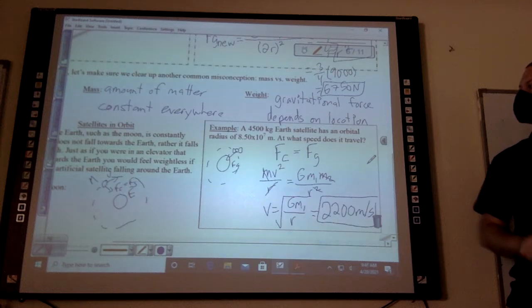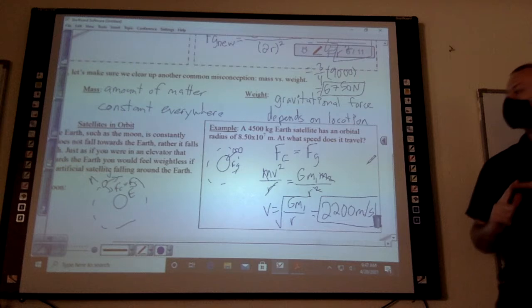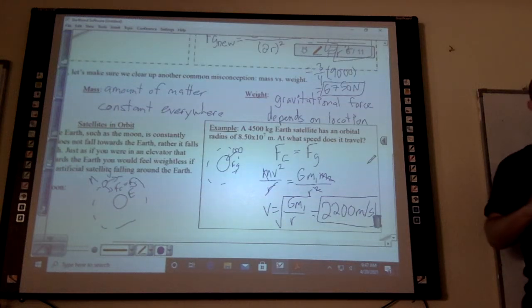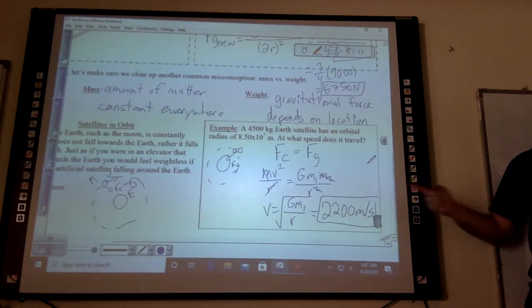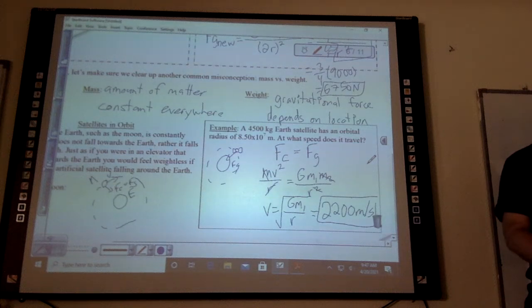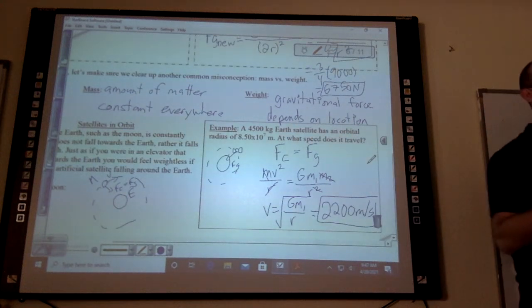Notice, what does this speed depend on? The radius and mass of the Earth. So it doesn't matter what the mass of the satellite is. The speed is going to be the same no matter what kind of satellite you have. As with previous questions you've seen in this set of notes, often masses are not given, which means it's just going to cancel out at some point.